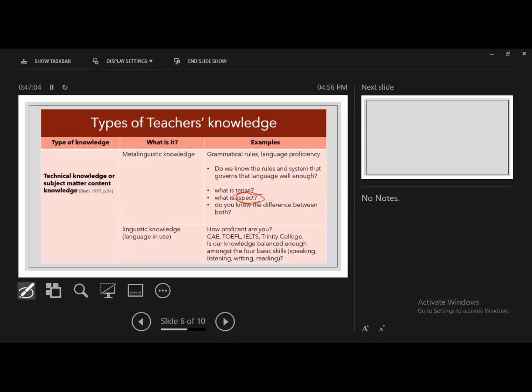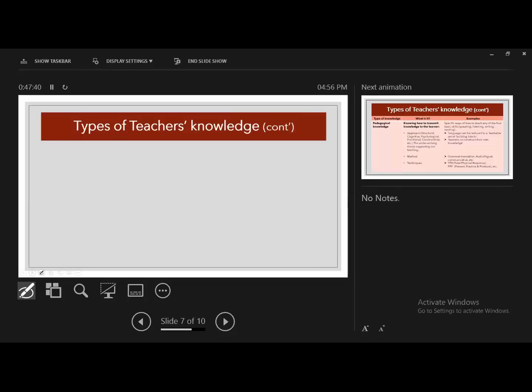But also it's important to keep in mind that this linguistic knowledge is basic to have sound and strong, okay? And this is technical knowledge or subject matter content knowledge. Are we clear up to here? Anyone? Yes. Okay, good. So that is technical knowledge or subject matter content knowledge.